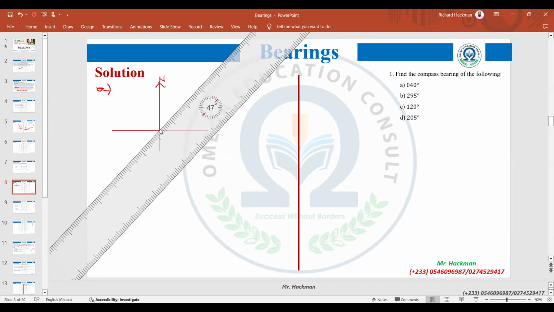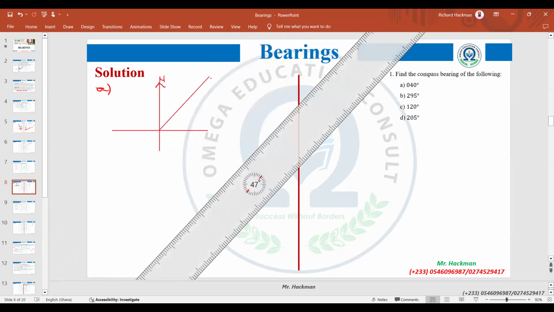Interesting. Okay, so I will draw it. I'm going to get what I have here. So this is the situation here. You were not given any point, just the bearing. So the bearing here is your 40 degrees.